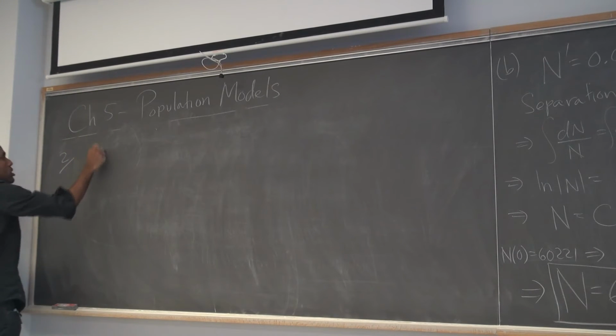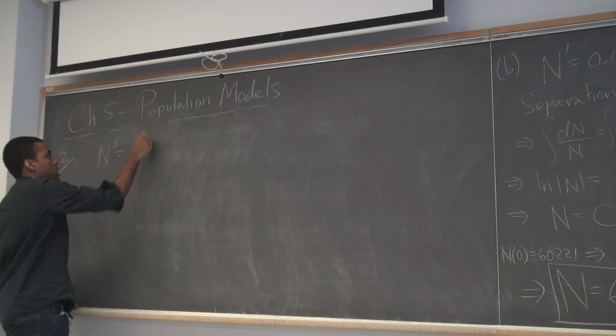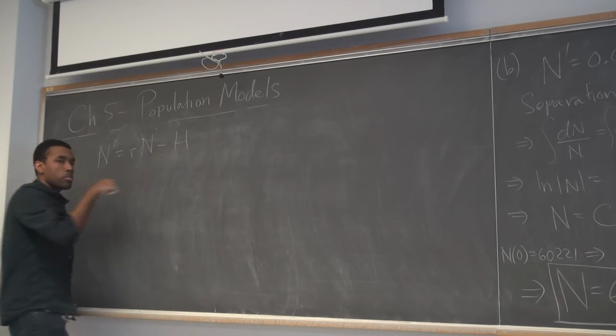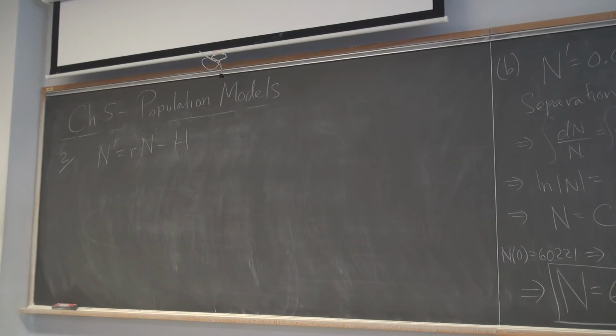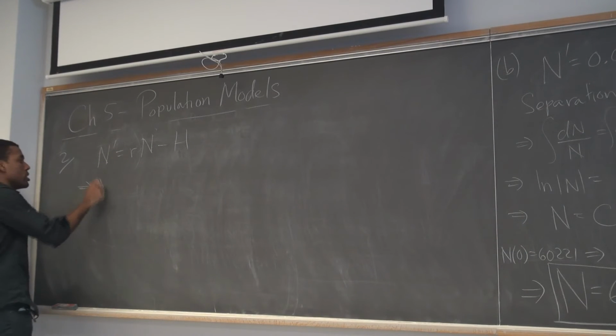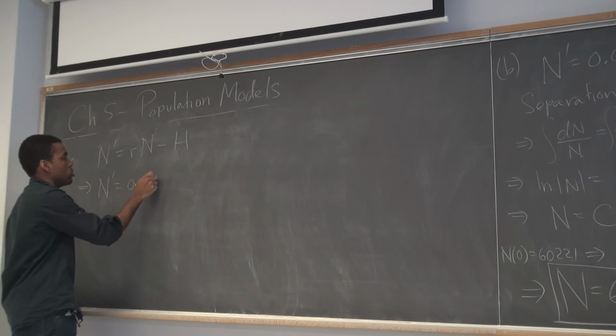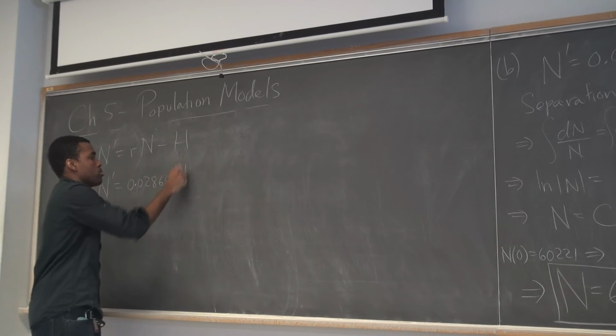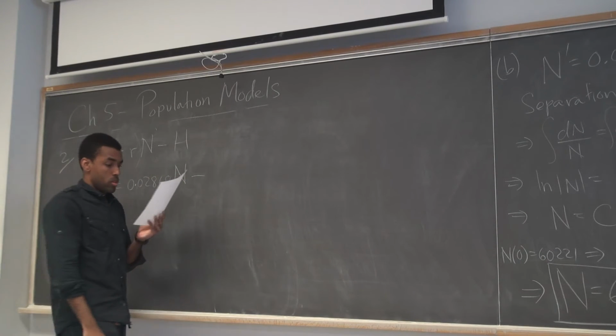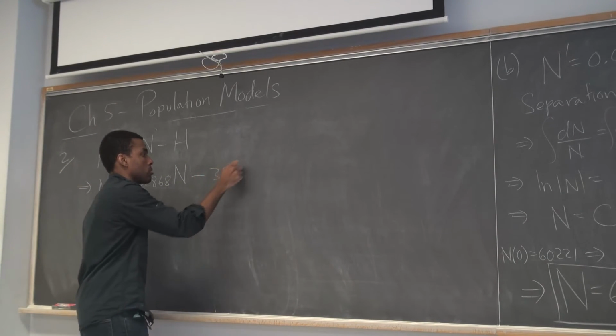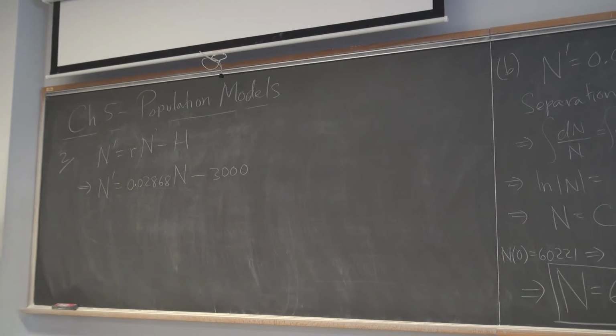So here we're going to use that n prime is equal to Rn minus h. Some individuals are being eliminated from this population at some predictable constant rate. Normally the Jhevonians would grow at a rate of 0.02868 n, but now we're eliminating 3,000 per year. So then I put minus 3,000. The rate is being decreased by that many. Let's start our analysis.